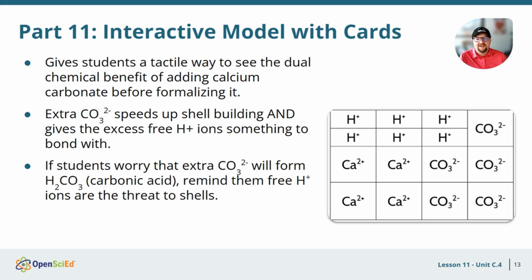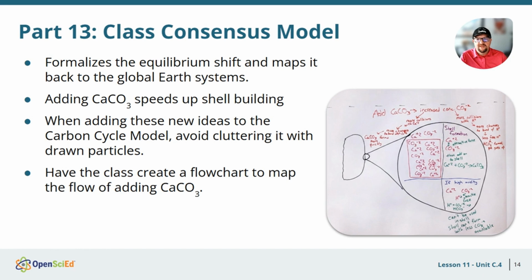While observing their modeling, I watch out for a misconception where students worry that forming carbonic acid from extra carbonate is bad because it has the word acid in it. If that comes up, I remind them of our insight from lesson 10. Carbonic acid molecules aren't what harms oysters. It's the unbonded free hydrogen ions that cause the damage. Bonding those free H+ ions ties them up and neutralizes the active threat.